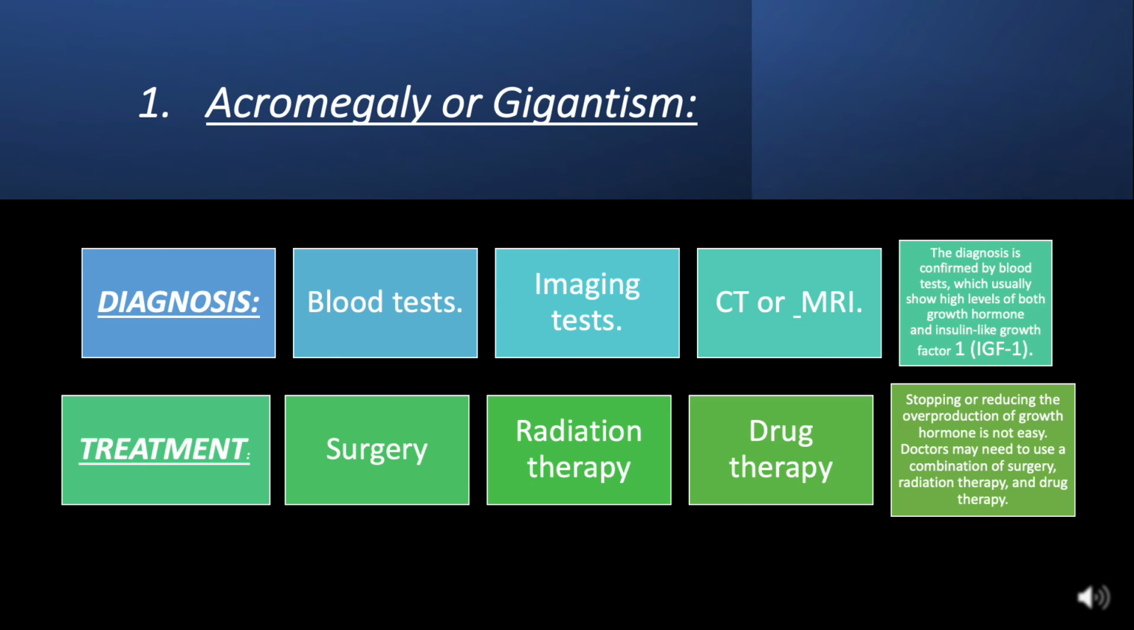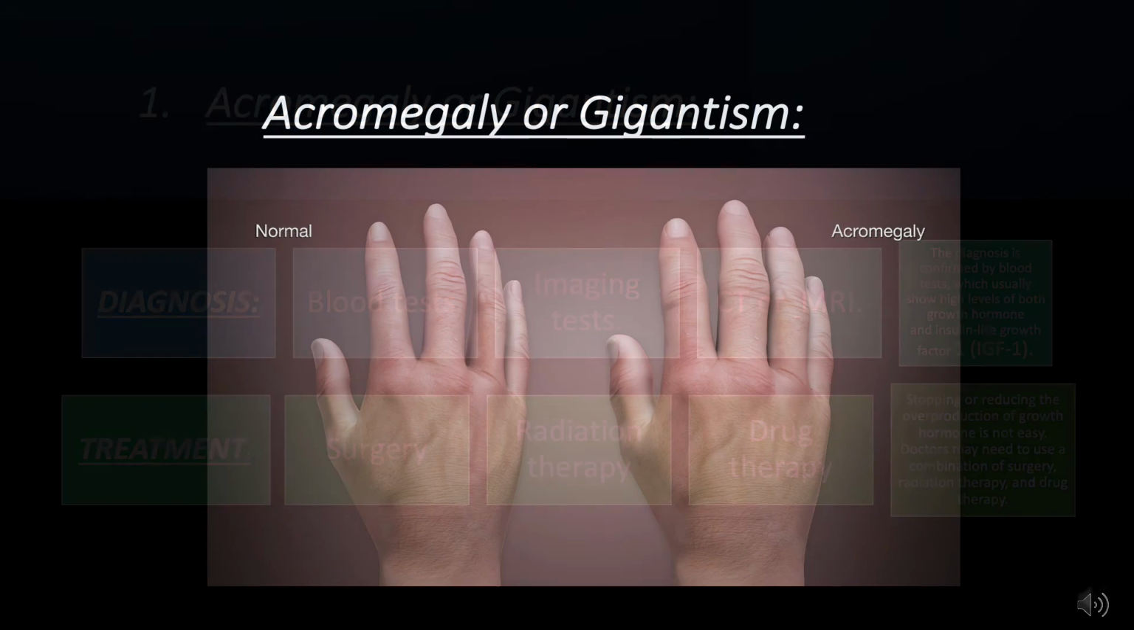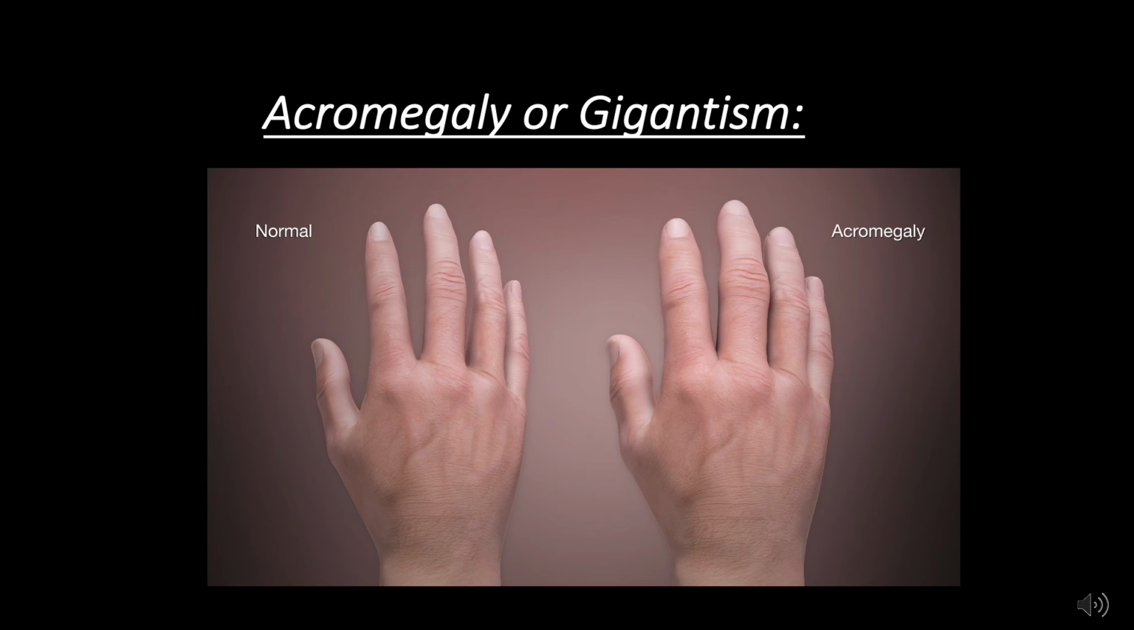Stopping or reducing the overproduction of growth hormone is not easy. Doctors may need to use a combination of surgery, radiation therapy, and drug therapy. This diagram shows acromegaly or gigantism.